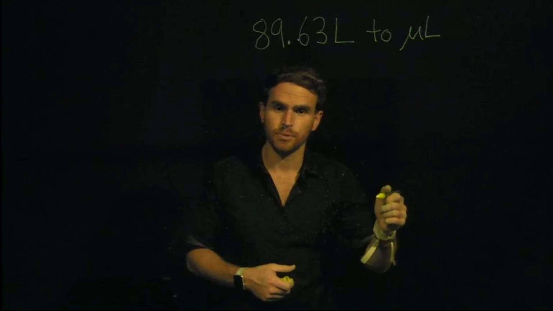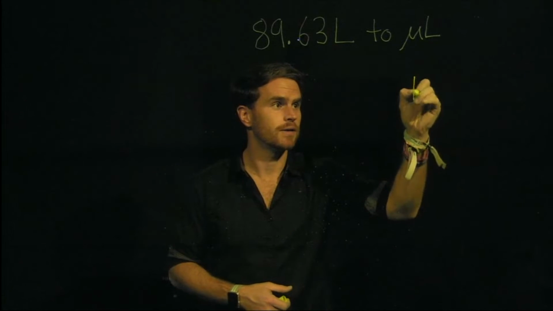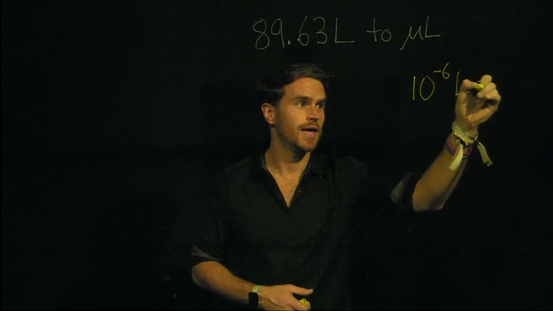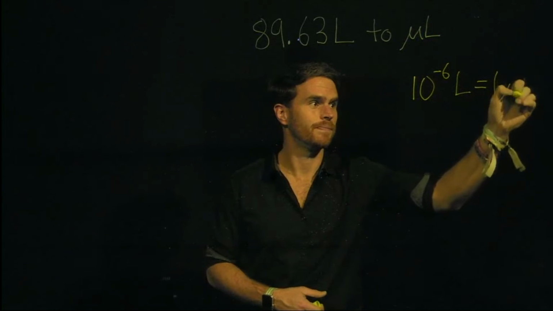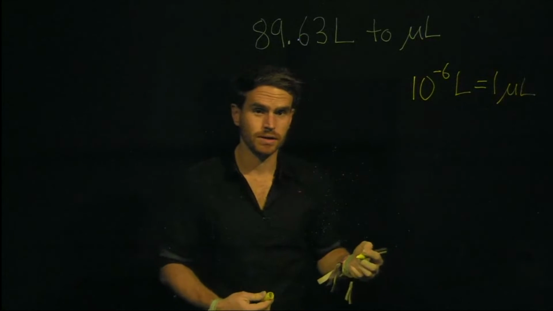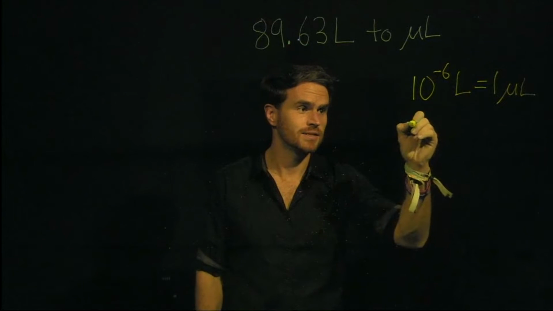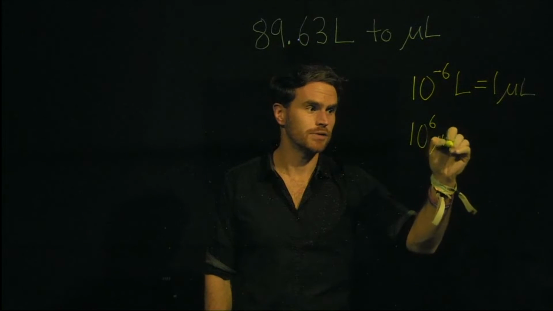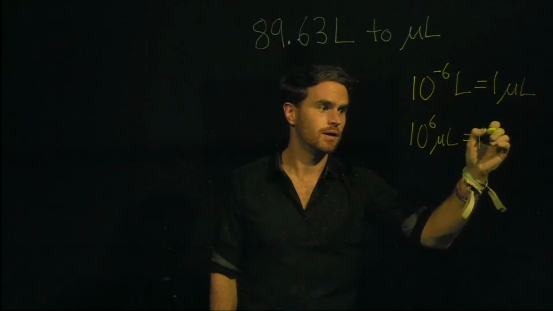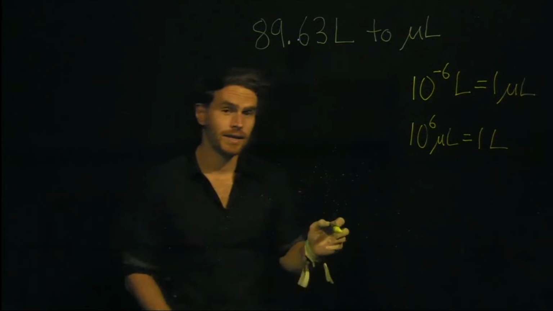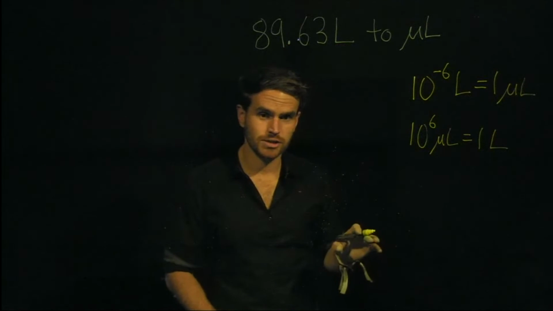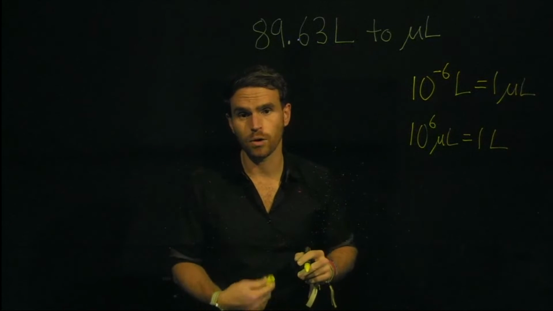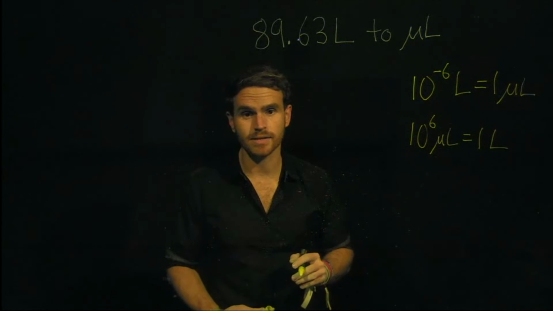So if you memorize the prefix table, then you will find that there are 10 to the negative 6 liters in 1 microliter. Alternatively, you could choose to remember this as there are 10 to the positive 6 microliters for every 1 liter. Now, there is a metric prefix table. You should commit those to memory. Unfortunately, they're one of the things that you must memorize for this class.